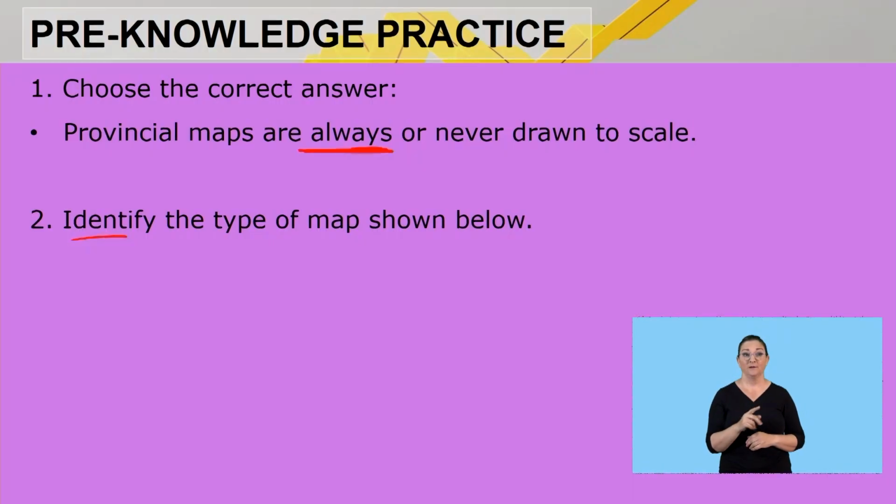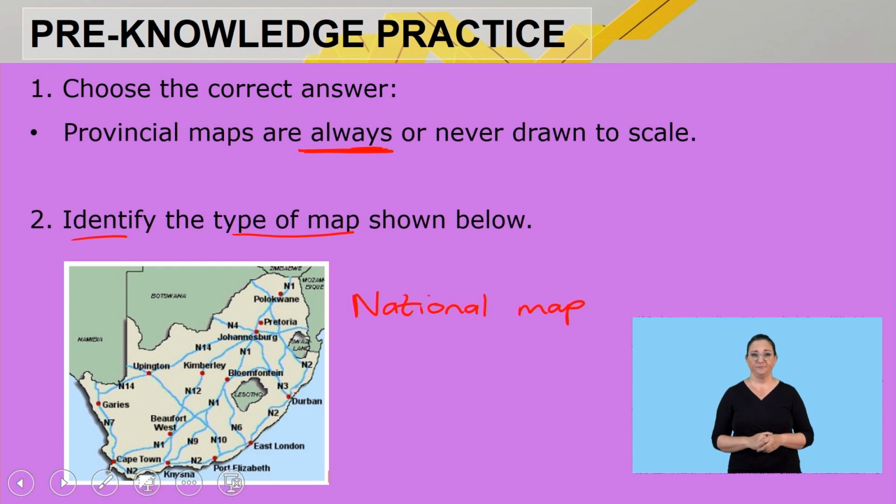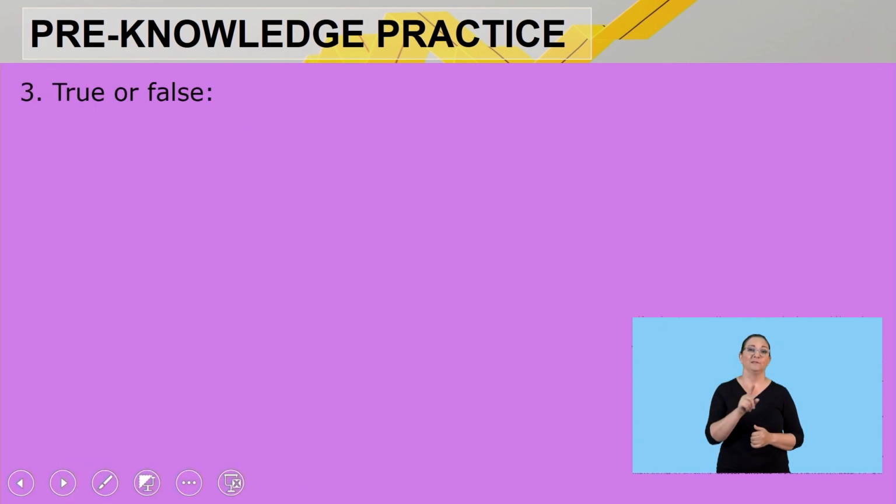Question number 2 says identify the type of map shown below. Now let's see what map it is. Looking at this, we can see all our provinces are there. So in this case, and I'll write it down for you, this is a national map. That's a national map. Let us look at our next question.